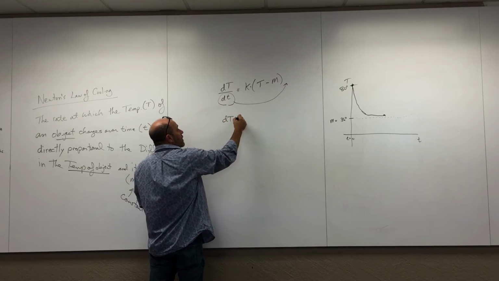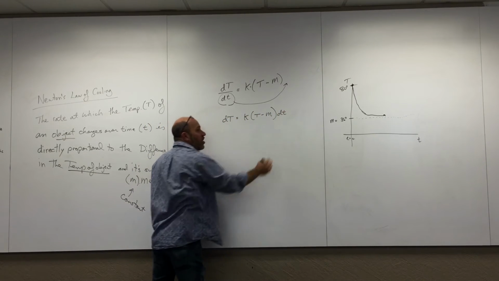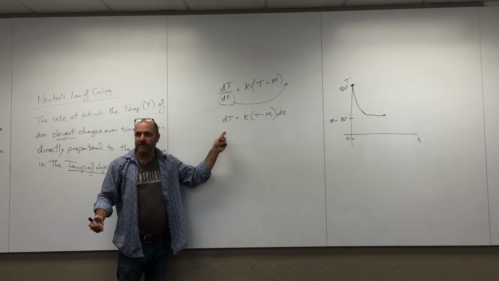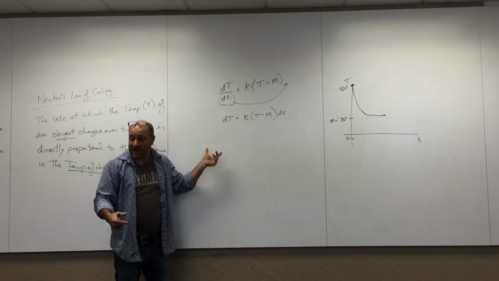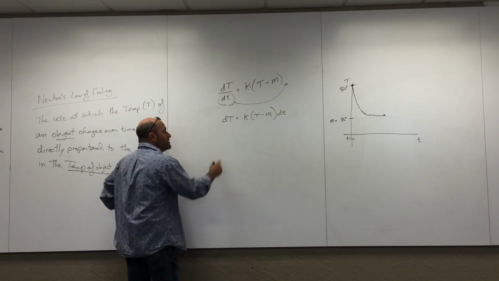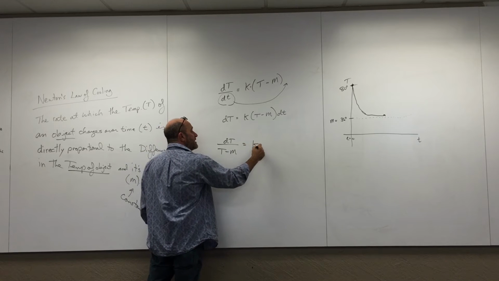I'll just do this a little slowly here for a second. So if I put the dt over there, now let's see. I want all the capital T's over here. Any suggestions? Divide by the whole parentheses. Good idea, right? You can't really get it out of the parentheses, so you've got to divide by T minus m. So you're right, dT over T minus m equals k dt.